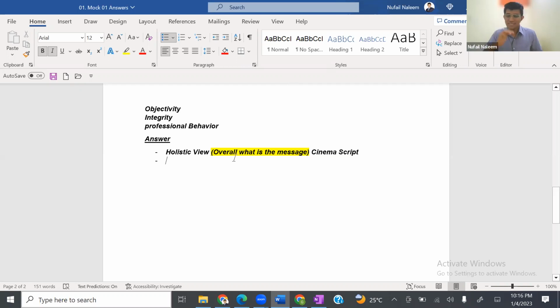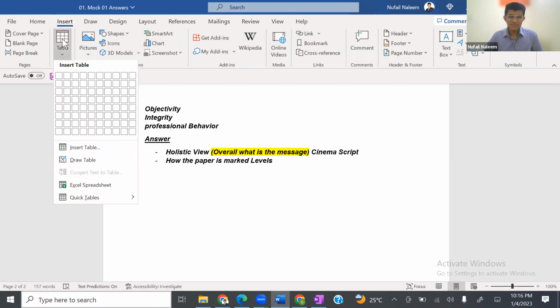Now, students, the second thing is how the paper is marked. The examiner says he will read the answer fully and he will mark in levels. So I'll teach you how it is marked level-wise so that it is very clear.